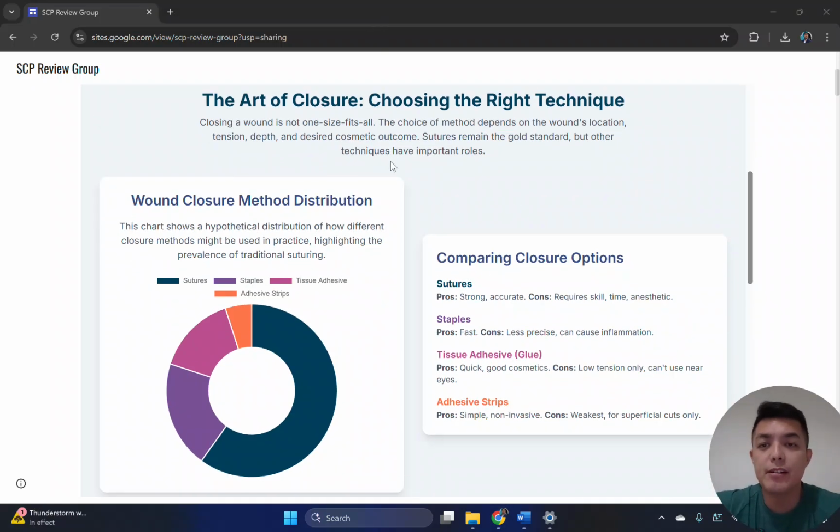Next we have the art of closure, choosing the right technique. Closing a wound is not and never will be one size fits all, and there will be differences influenced by their training and where they work. The choice of method depends on the wound's location, tension, depth, and desired cosmetic outcome. Sutures remain the gold standard, but other techniques have important roles as well.